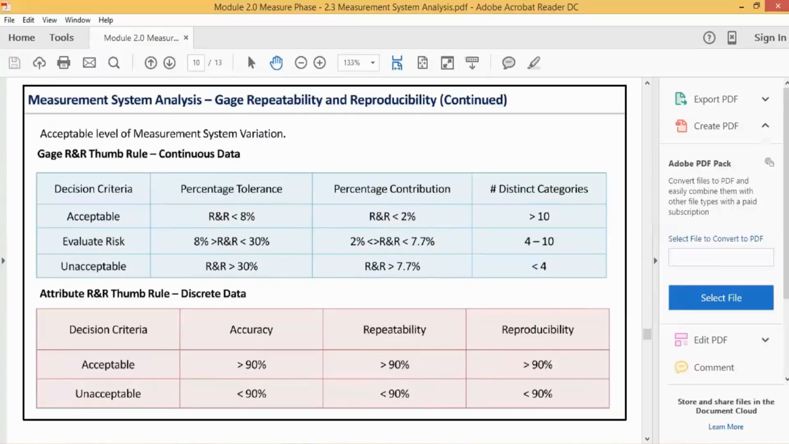Accuracy acceptable greater than 90%. Repeatability greater than 90%, reproducibility greater than 90% is acceptable. I'll show you a template where it will be clear to you how to do the gauge repeatability.